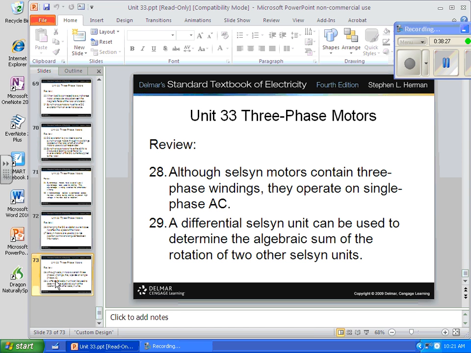Alrighty. And that's everything we need to know about single-phase motors and 3-phase motors, I hope. If not, I don't know what to tell you.